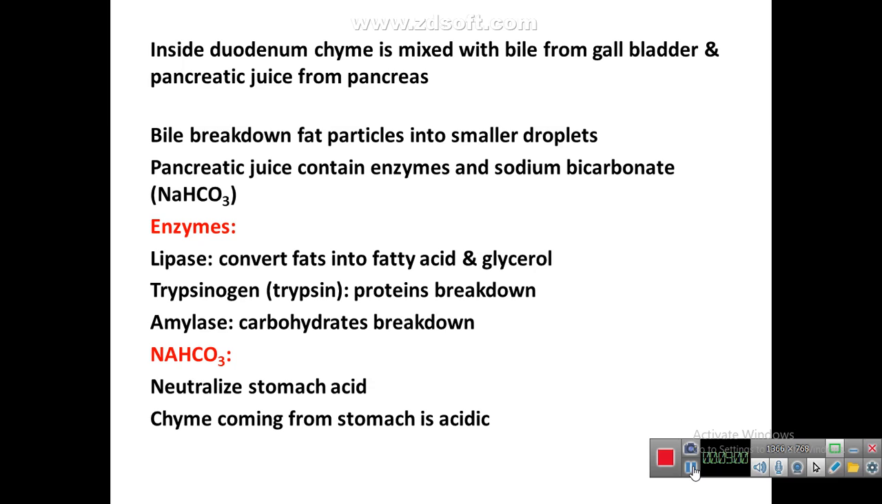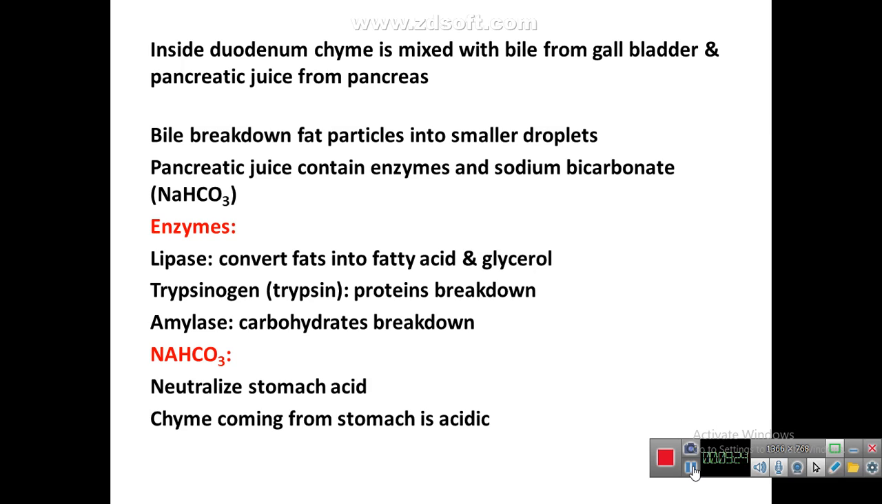Trypsinogen is the inactive form of the enzyme trypsin. When trypsinogen from the pancreas reaches the intestine, it becomes activated. Trypsin helps to break down protein. The third enzyme, amylase, helps in the breakdown of carbohydrate or starch.